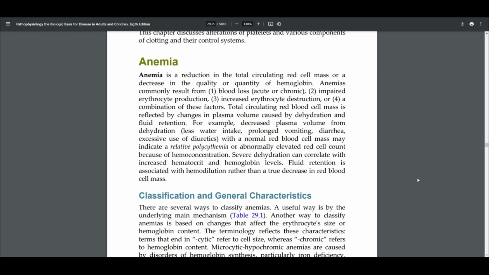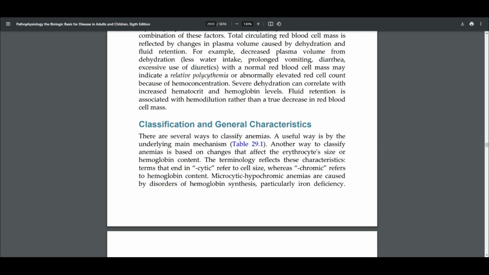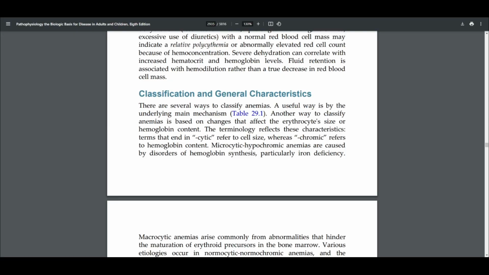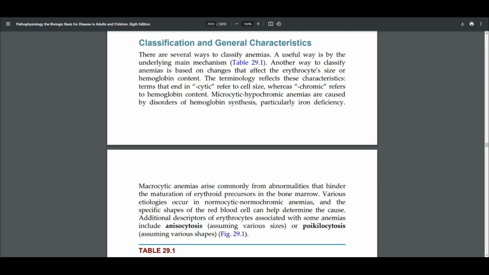So we have classifications and general characteristics. There are several ways to classify anemias. A useful way is by underlying main mechanisms. Another way to classify anemias is based on the changes that affect the erythrocyte size or hemoglobin content. The terminology reflects these characteristics. The terms that end in "cytic" refer to cell size, whereas "chromic" refers to the hemoglobin content. Microcytic, hypochromic anemias are caused by disorders of hemoglobin synthesis, particularly iron deficiency.